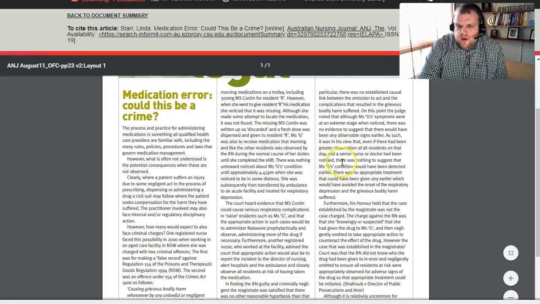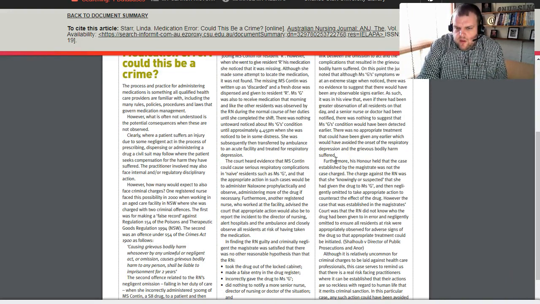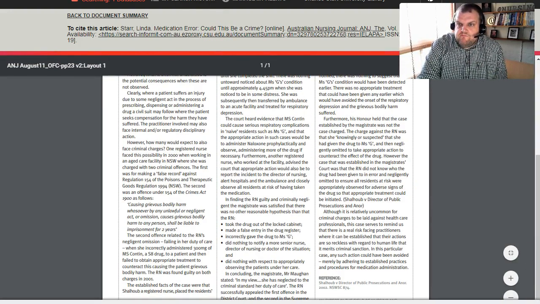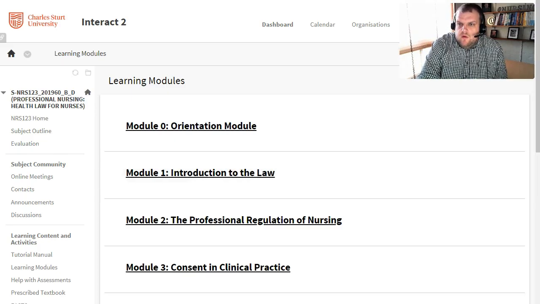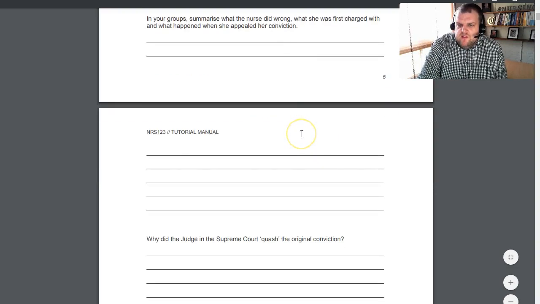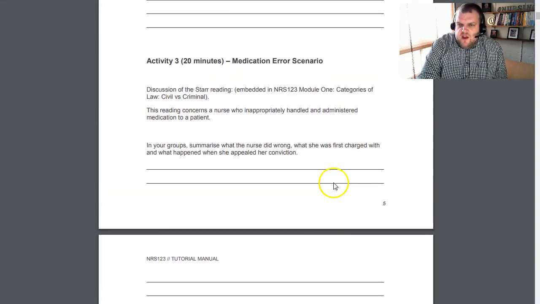Full text. So open this one up, have a bit of a read about it, and it talks about an error that the nurse made. So read through that and then answer the questions as a group. Summarise what the nurse did wrong, what she was charged with, and then why the conviction was quashed. It talks about it at the end of that article. So that's a fairly straightforward, brief thing.